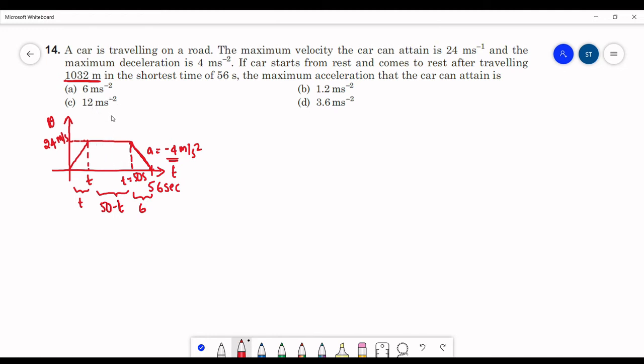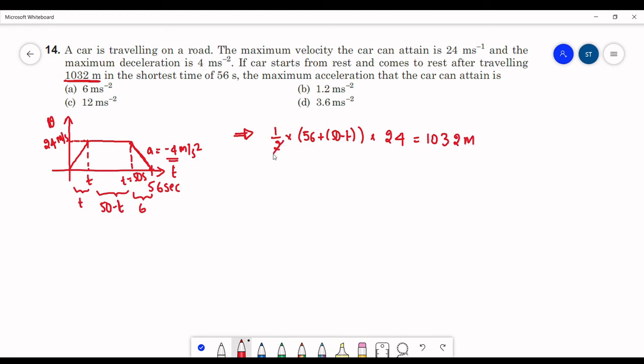So here we are forming a trapezium. So here we can say that the area of a trapezium is half into the sum of the parallel sides into the height of the trapezium. Sum of the parallel sides: here this length is 56 meters and this is 50 minus t. So here this will be 56 plus 50 minus t. And the height of the trapezium is nothing but the maximum velocity attained by the body, which is 24. According to the question, it is given as 1032 meters.